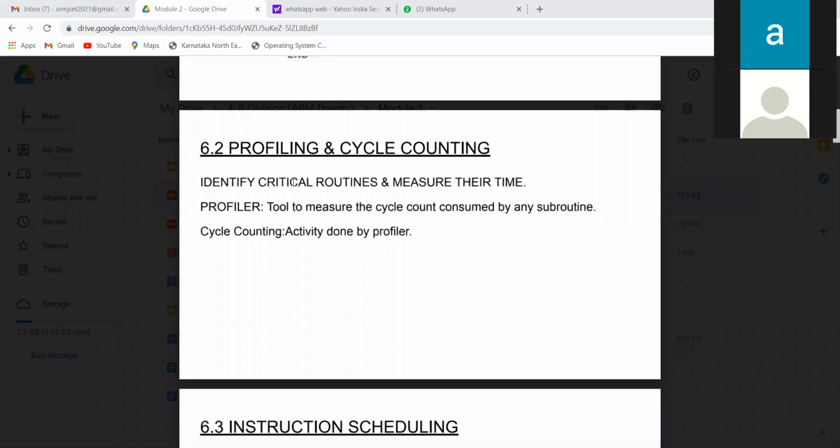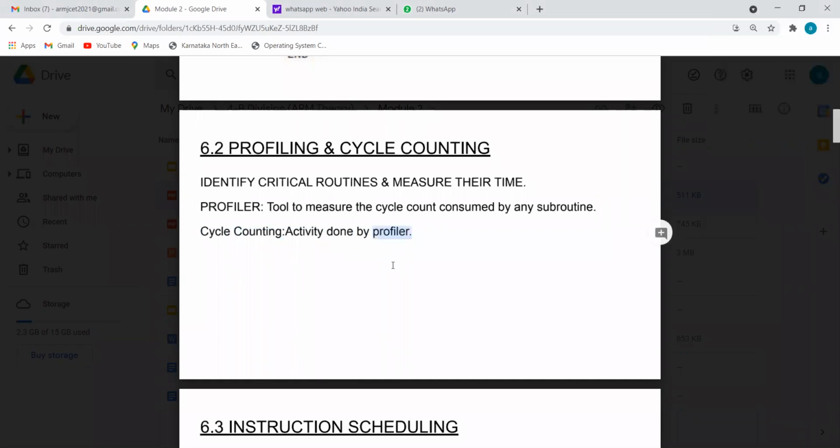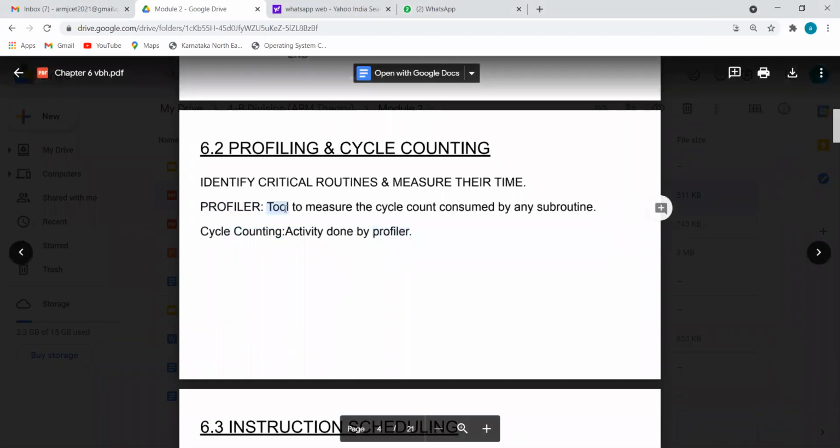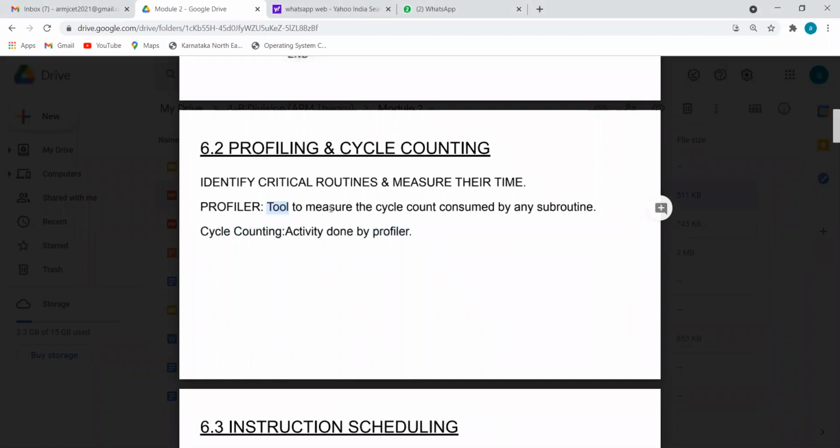Now what do you mean by cycle counting? First I will give this definition. Cycle counting means the activity done by a profiler. So what do you mean by profiler? A profiler is a tool used to count the cycles used by a routine. Or you can also add one word, instruction.